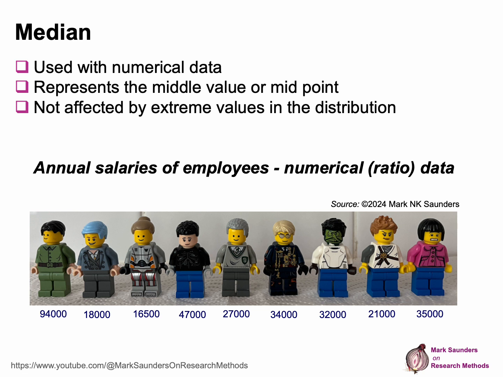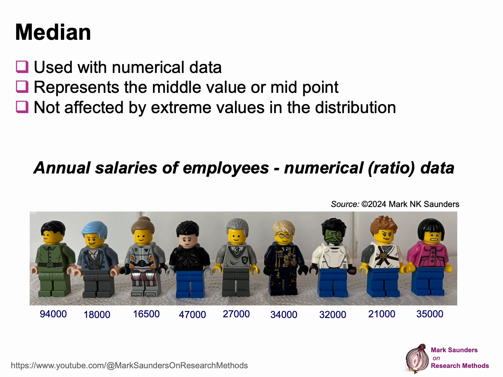If we now look at the median, this is used with numerical data which is interval or ratio data, and it represents the middle value or the midpoint. And just like the mode, it's not affected by the extremes in the distribution values. So here we have a series of 9 people, and the salary that each of them earns is listed underneath. As we can see, it ranges from the highest of 94,000 on the left hand side to the lowest for the third person along, which is 16,500.